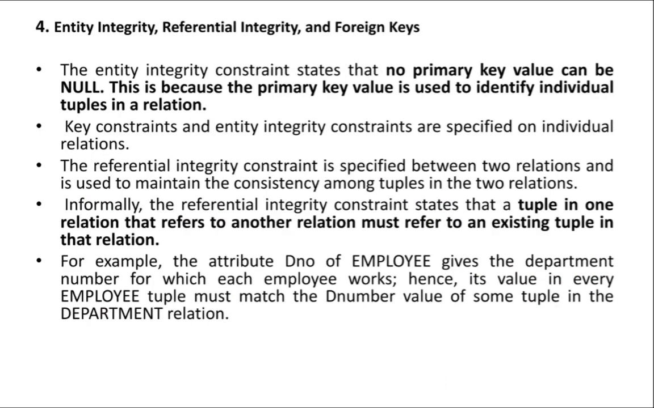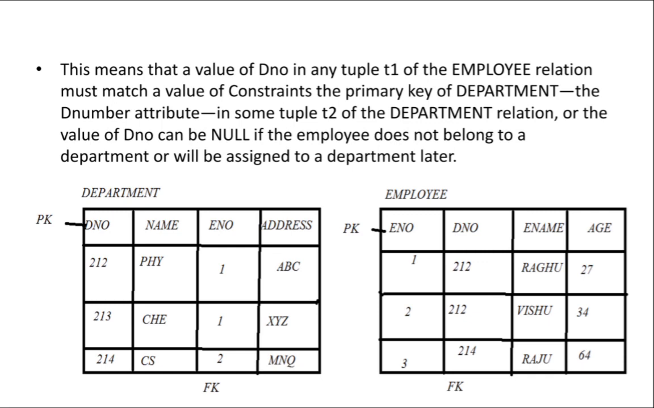Entity integrity constraint tells that no primary key value can be null, because if it is null, I can't identify the records. For example, here if department number 212 is not there, I can't identify the record. I can't tell which department the name physics belongs to. I can't identify any record here. That's why the primary key should not be null and it should be different for each record. You can observe that for each record the value is different.